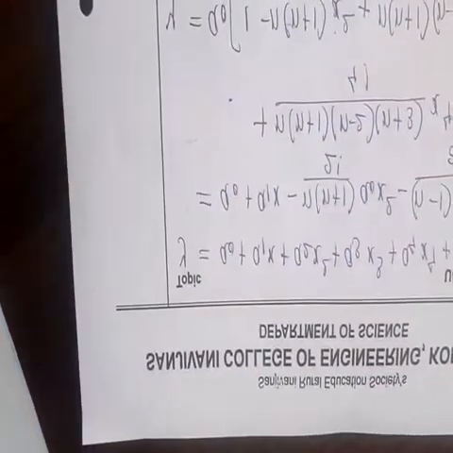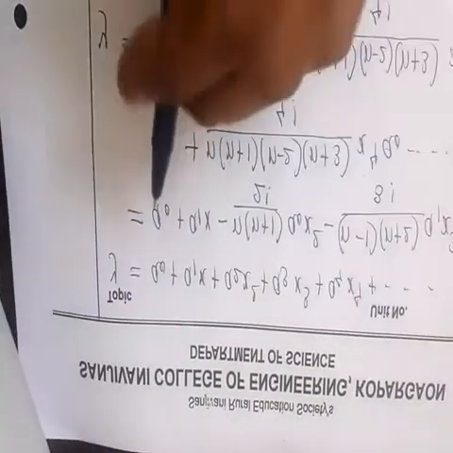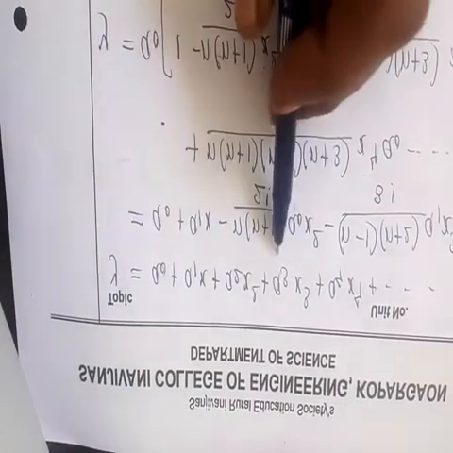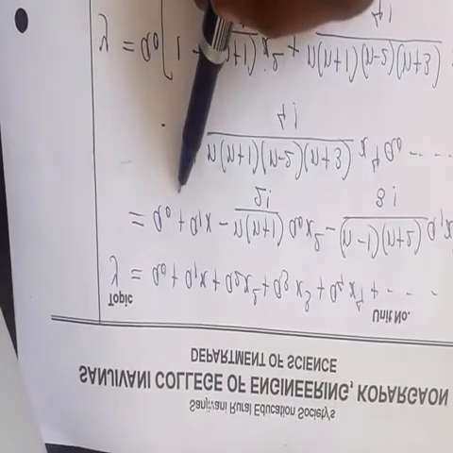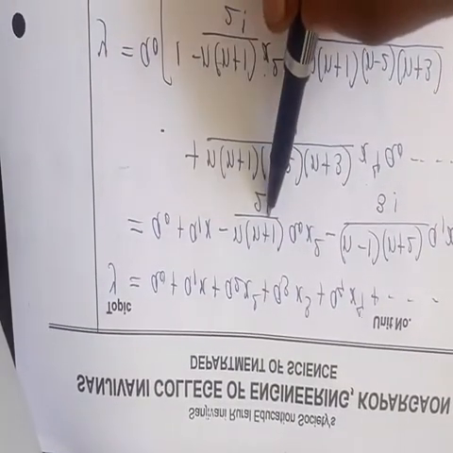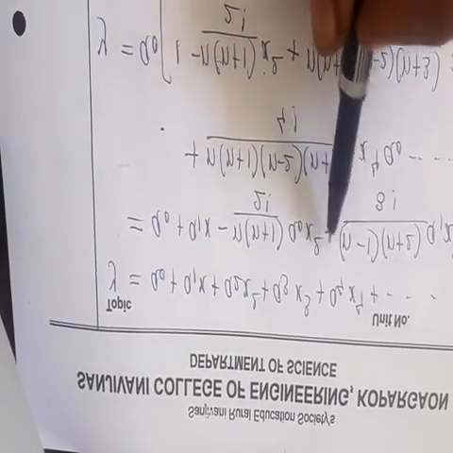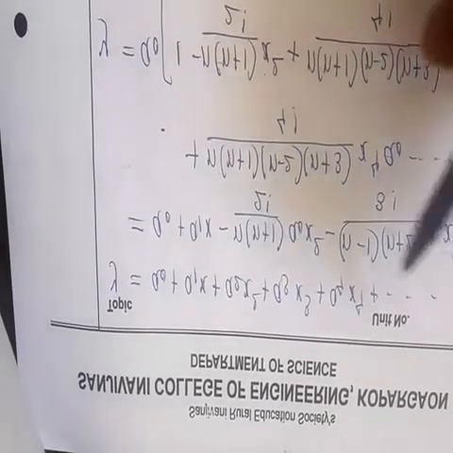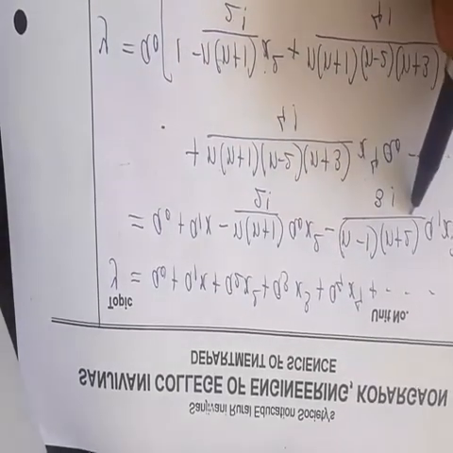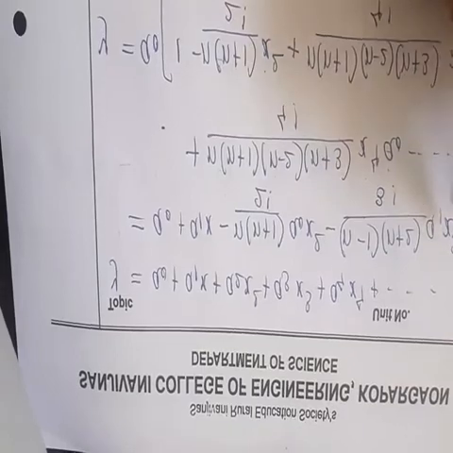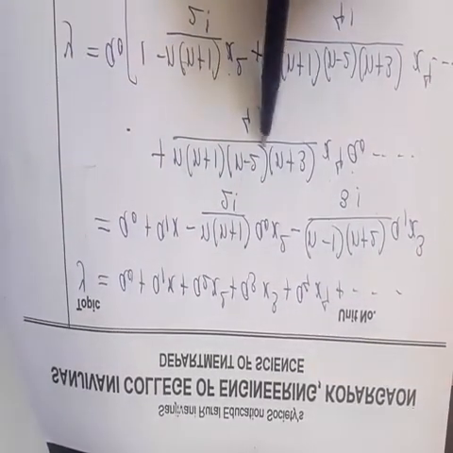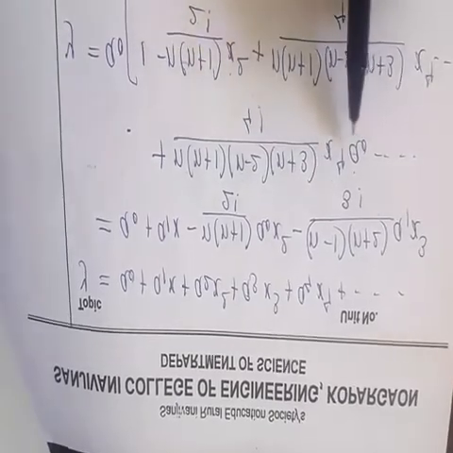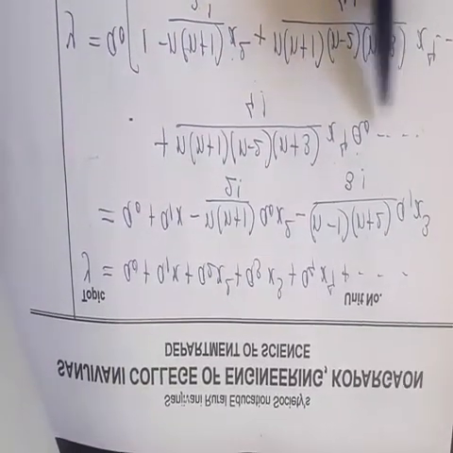Similarly, we can put all values in the given solution. So the solution is y equal to a0 plus a1 x plus a2 x square plus a3 x cube and so on. Putting all the values, a0 plus a1 x minus n(n+1)/2 factorial a0 x square, minus (n-1)(n+2)/3 factorial a1 x cube, plus n(n+1)(n-2)(n+3)/4 factorial x to the power 4 into a0 and so on.